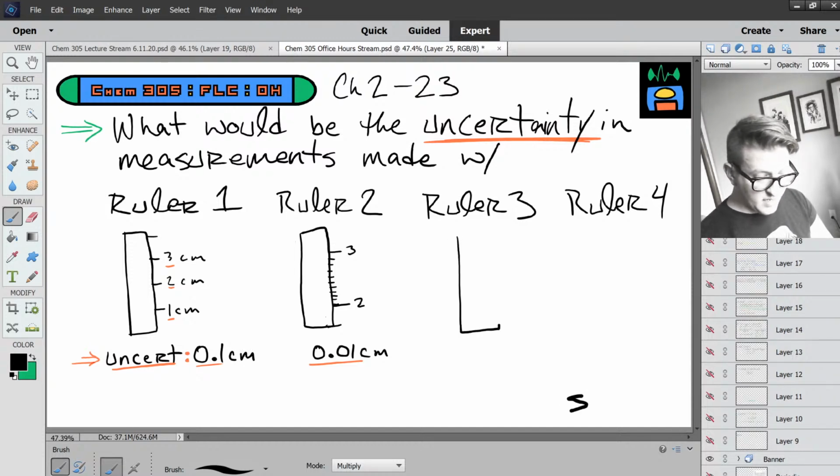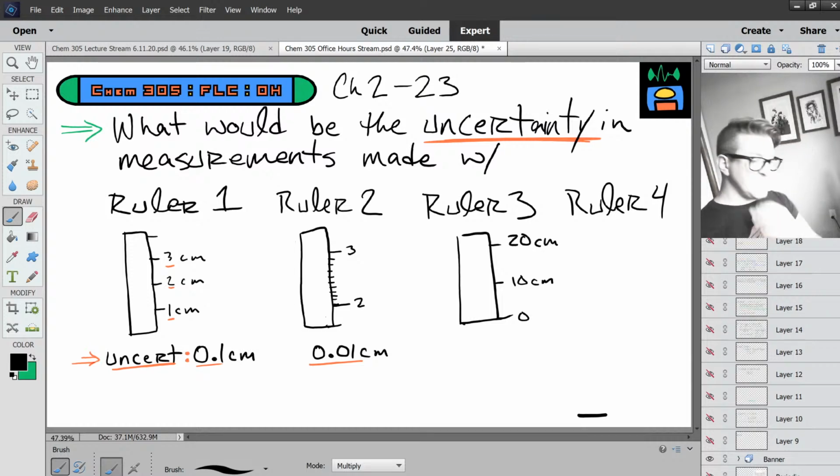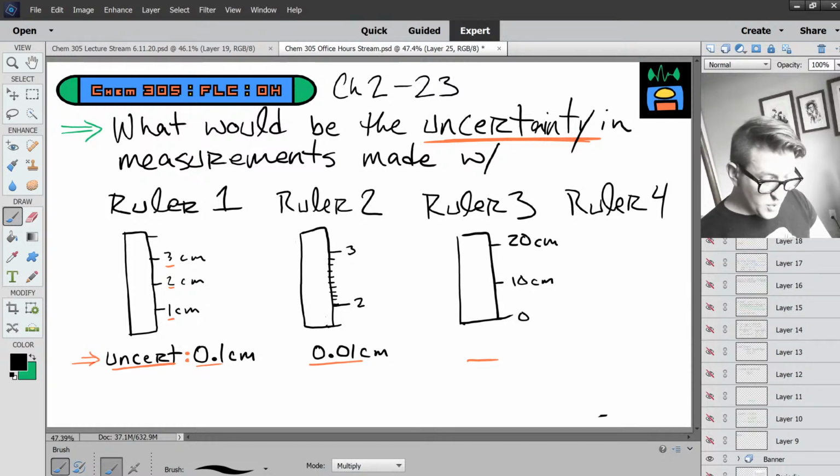Ruler 3 looks like this. Each marking is to the tens, right? So it's 10 centimeters, 20 centimeters. So that means ruler 3's uncertainty, one beyond that, would be to the ones place, because the last marking on ruler 3 is in the tens place.